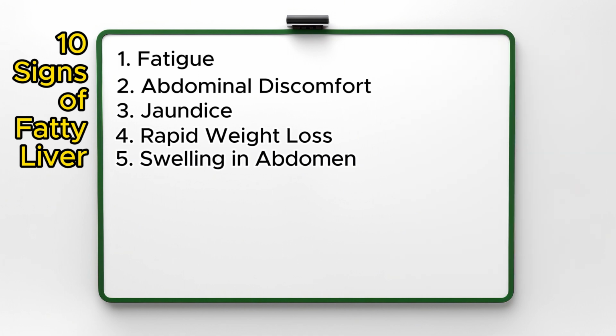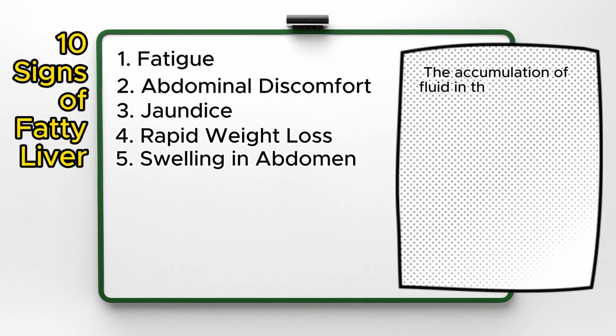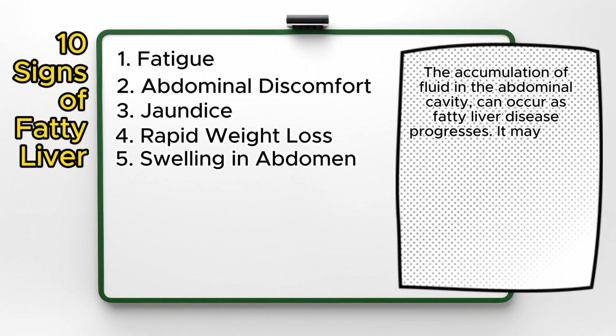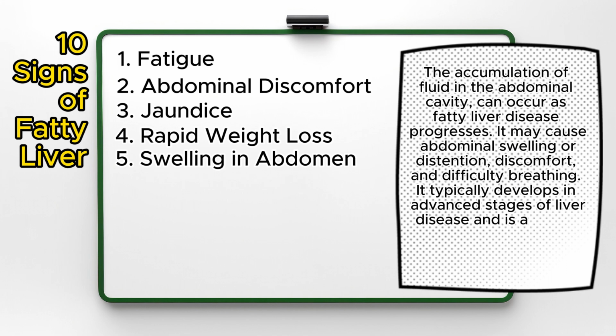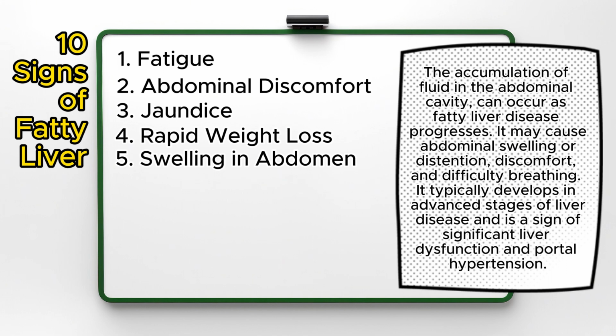Number 5. It's swelling in the abdomen. The accumulation of fluid in the abdominal cavity can occur as fatty liver disease progresses. It may cause abdominal swelling or distension, discomfort, and difficulty breathing. It typically develops in advanced stages of liver disease and is a sign of significant liver dysfunction and portal hypertension.